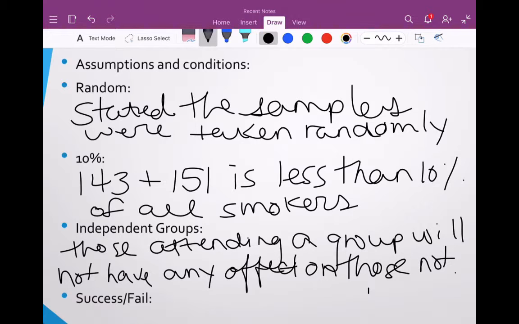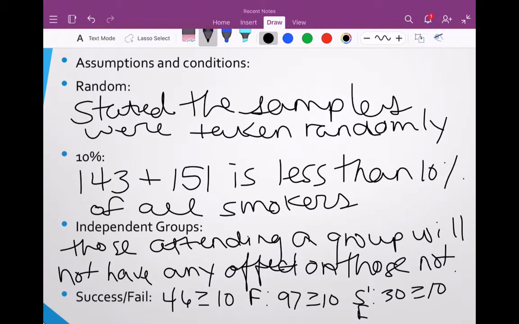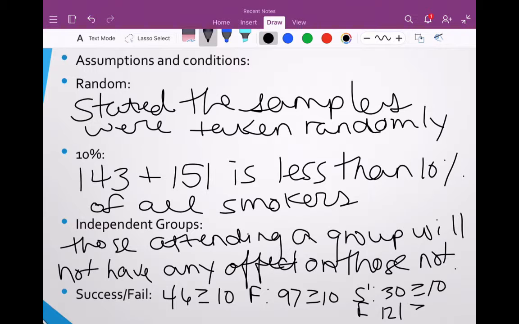So for the first group, the number of successes is 46, which is greater than or equal to 10. And the number of failures is 97, which is also greater than or equal to 10. That's for the first group. We have to check both groups. The second group has 30 successes, which is greater than or equal to 10. And they have 121 failures, which is also greater than or equal to 10. So we've checked all four conditions.